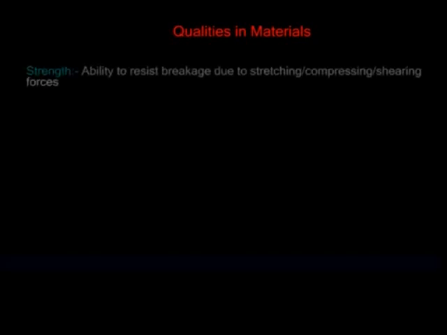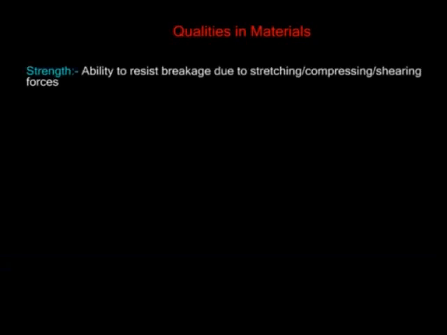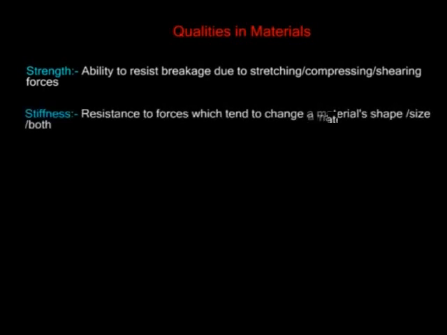Strength is the ability of a material to resist breakage when under a stretching, compressing, or shearing force. One which can withstand a large force without breaking. Stiffness is the resistance it offers to forces which tend to change its shape or size and resist bending.